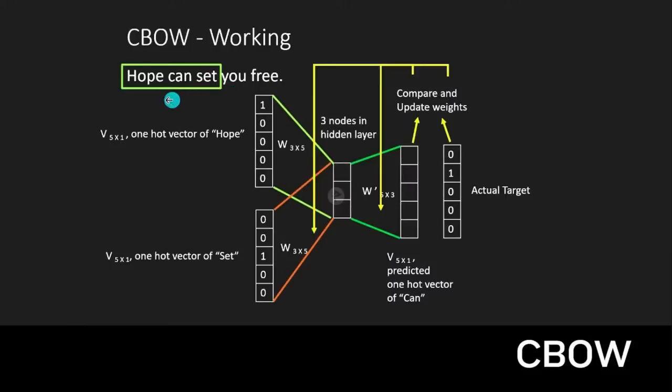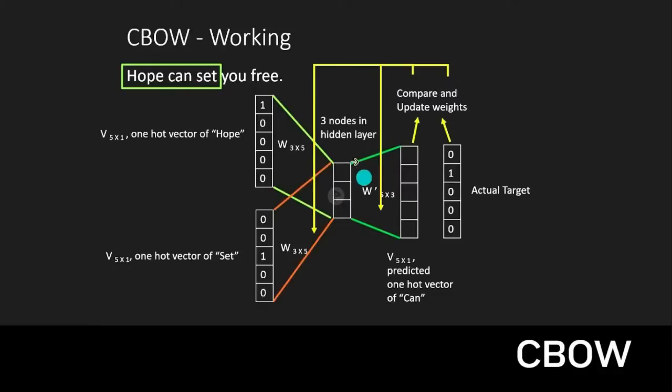This is a word, and you pick the first window size of three: hope, can, set, and the target is can. The vector for hope is here, the set is here, and initially you won't be having any vector, right? So you are creating a bag of words here. In your sentence, hope is coming here, so 1, other things will be 0, and set is 0 0 1 0 0, set is there in the third place with this bag of words. That's why it's continuous bag of words.